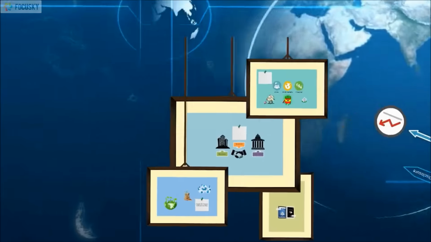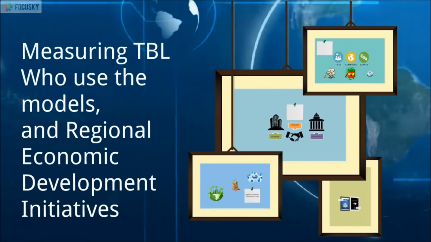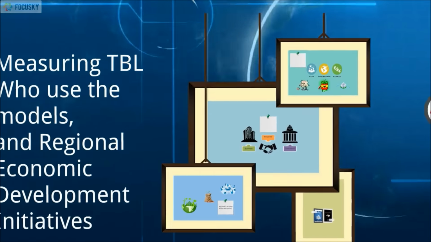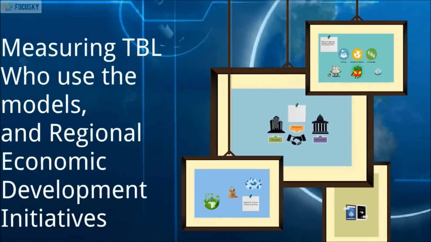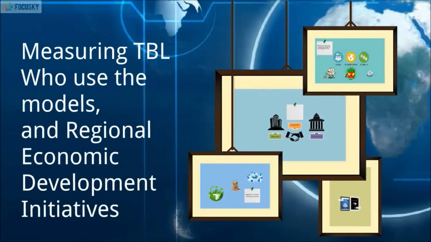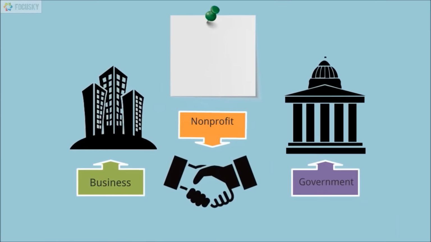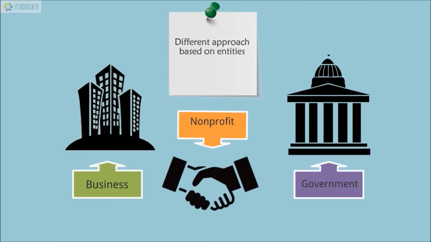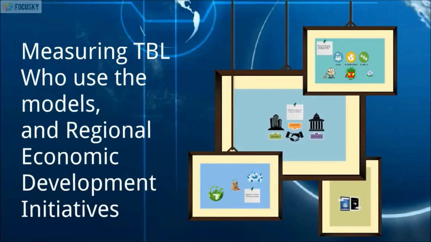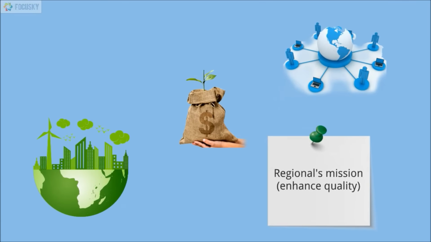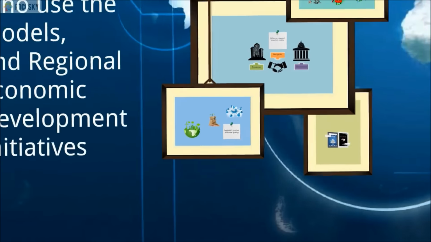Measuring the triple bottom line, there is no universal standard. There are social measures, environmental measures, and economic measures. The triple bottom line is used by approaches such as business, non-profits, and governments, and by regional economic development initiatives to enhance environmental, economic, and social capital quality.